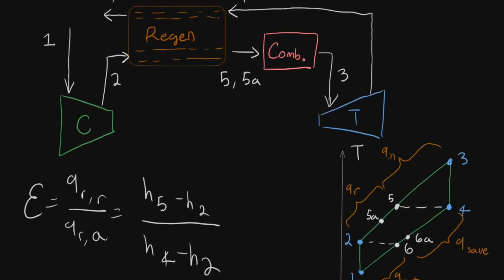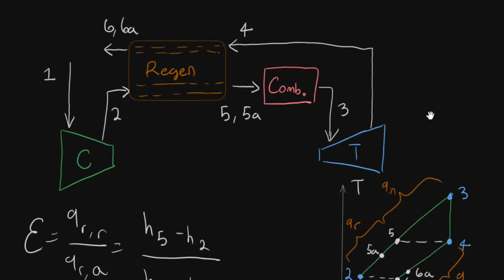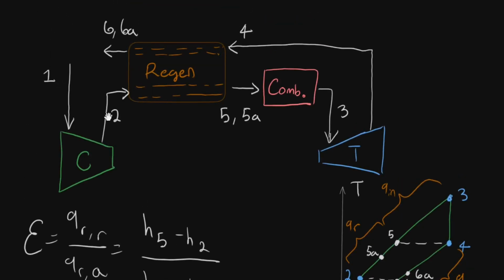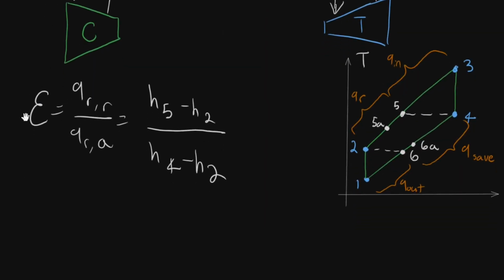So the big point here for the thermal efficiency is that our Qin would normally go from 2 to 3, but now our Qin is only this. Another way to think about it is that our Qin is 2 to 3, and then we subtract Q regen, which would be our H5 minus H2. And the way to relate those, if you're not given every single state of this power plant, is to use the effectiveness right here.